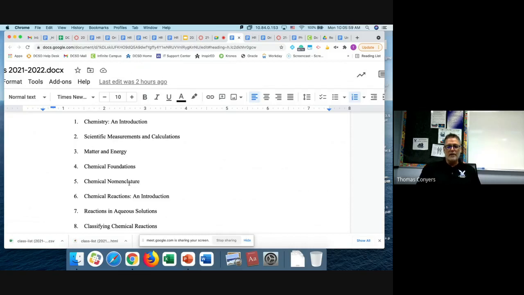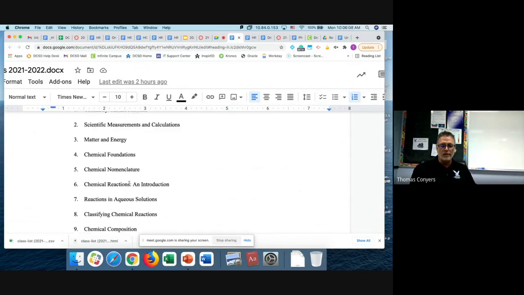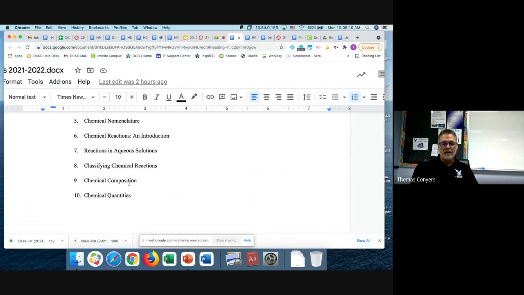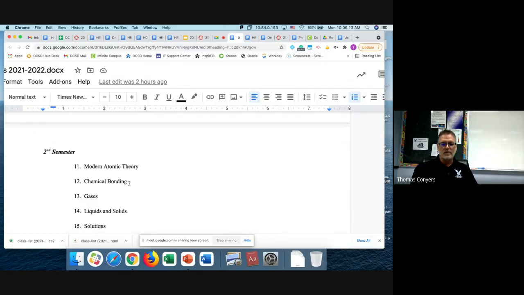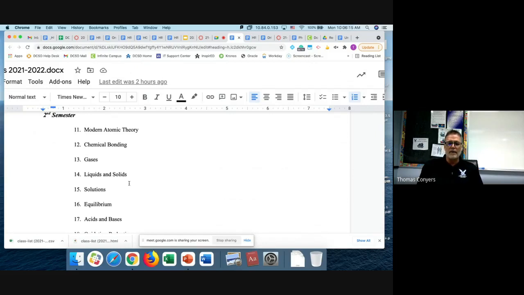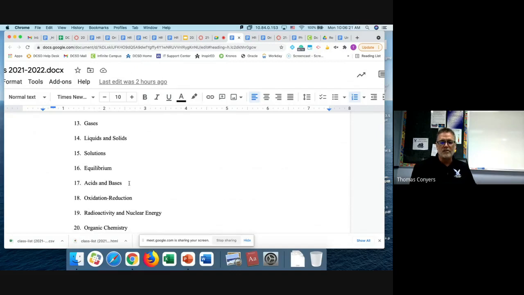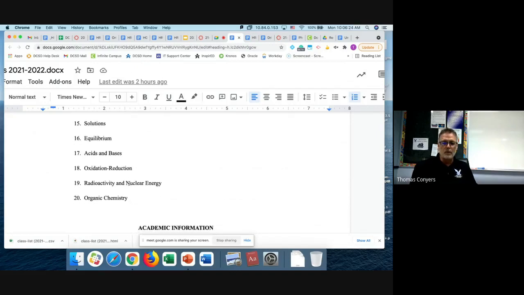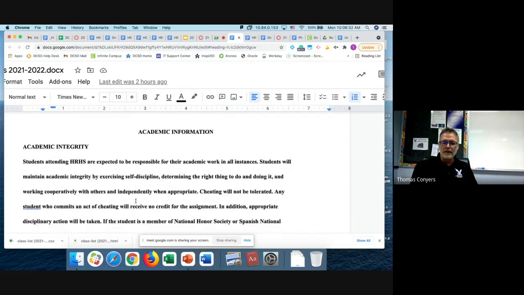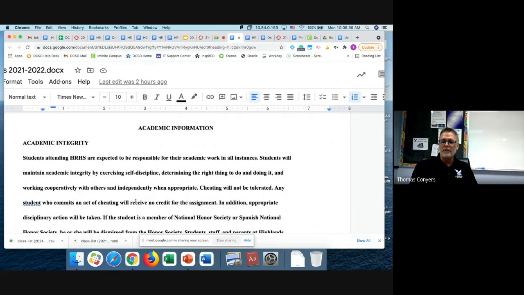Then we'll move into matter and energy, chemical foundations, chemical nomenclature, chemical reactions, which is just an introduction. And then we go more into chemical reactions from then on, 7, 8, 9, and 10. That's semester 1. Semester 2: modern atomic theory, chemical bonding, gases, liquids and solids, solutions, equilibrium, acids and bases, oxidation reduction, radioactivity and nuclear energy, and organic chemistry. And by the time we get to that, it's getting warm out, and the end of the year is upon us. And this right here is just the academic integrity piece that I was telling you about.